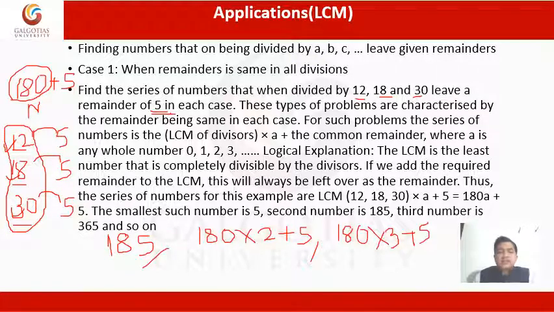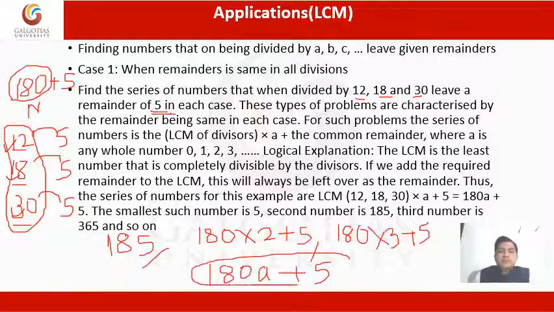So you can generalize the number as 180 into something. So 180 into A, let's suppose, plus 5. Correct? So the number will be in this particular form, which when divided by 12, 18 and 30 will always leave the remainder 5. Correct? Okay.